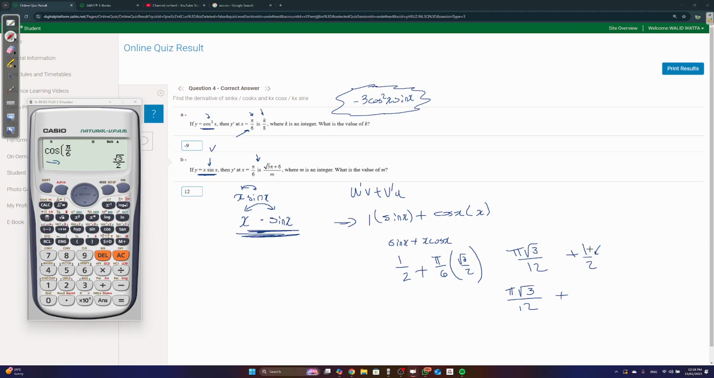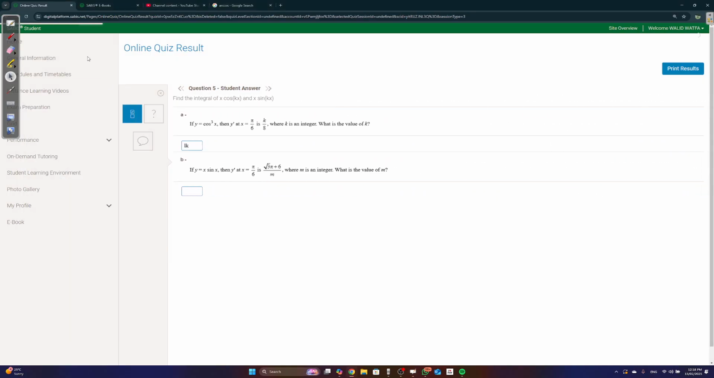Multiply by 6 up and down, you get 6 over 12. So you're going to get pi root 3 plus 6 over 12. So root 3 pi plus 6 over 12. Very easy. I need to speed run because I need to go. Question 5.